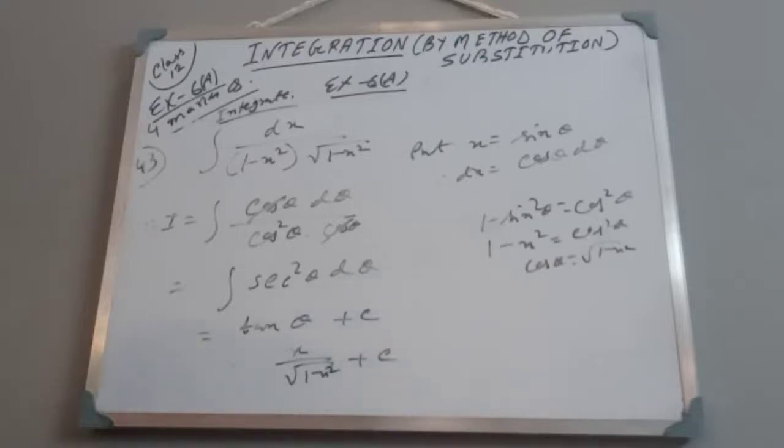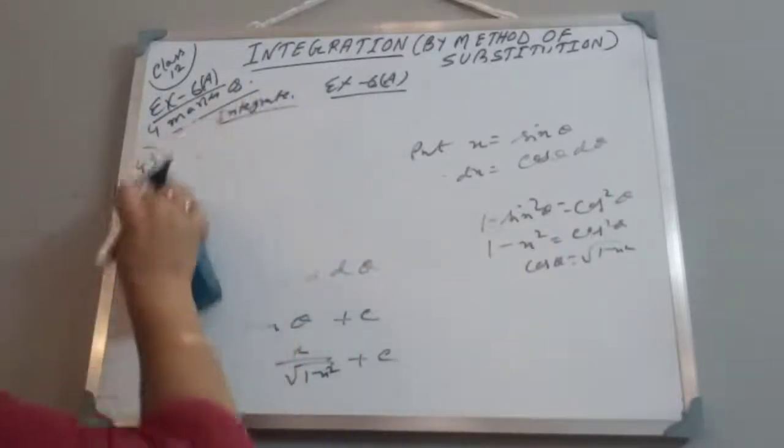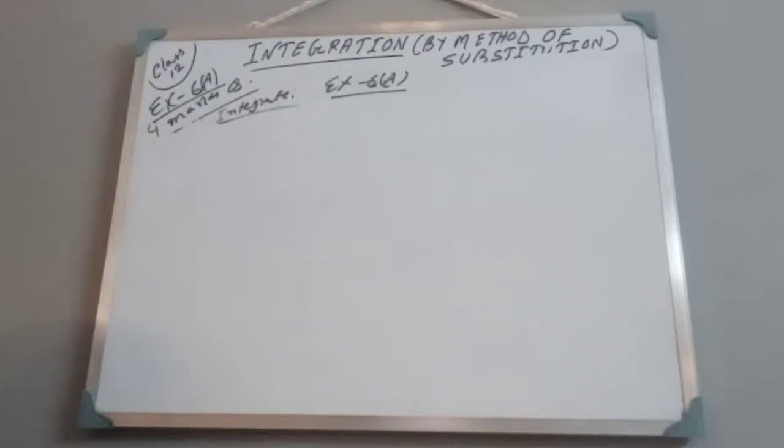Sum number 43 also done. Now the last sum, that is sum number 46. This is the last sum for 4 marks questions. Now then all sums will be completed. Now we will practice, otherwise you cannot manage in your exam. Be very careful.